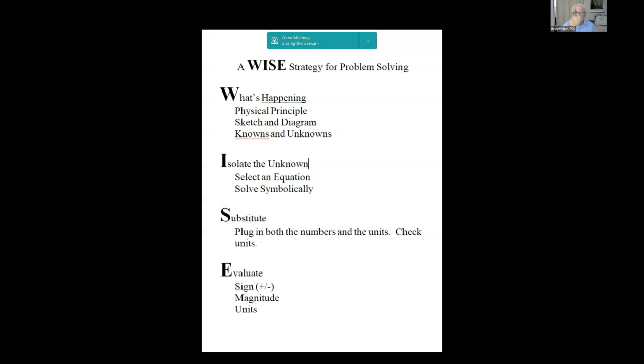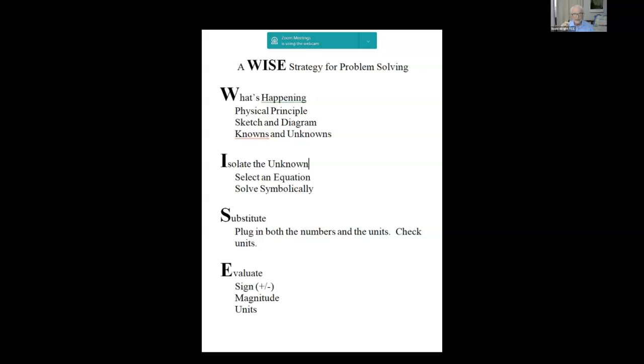So after you've got all this discovered, then you're going to isolate the unknown, find an equation or equations that fit the information you've got and what you're trying to find. You're going to solve them symbolically. Never plug a number in, or almost never, until the very end of the problem. This keeps you straight with the physics. Then you're going to substitute both the numbers and the units into the equation, and then you're going to check the units. Then finally, you'll evaluate.